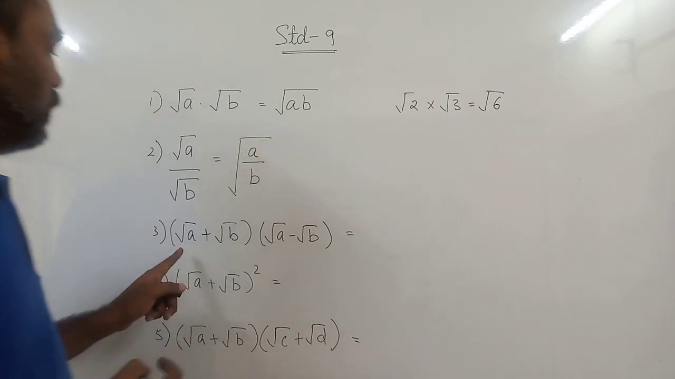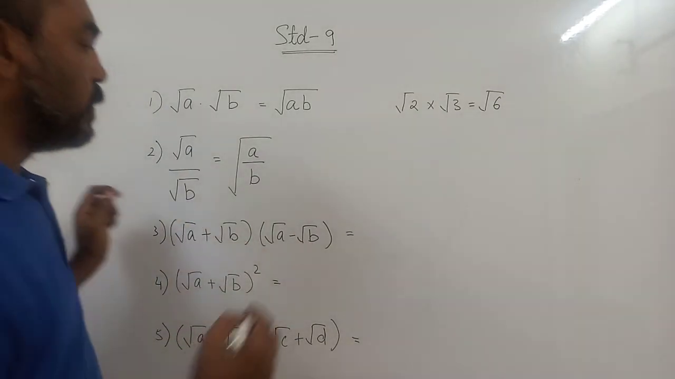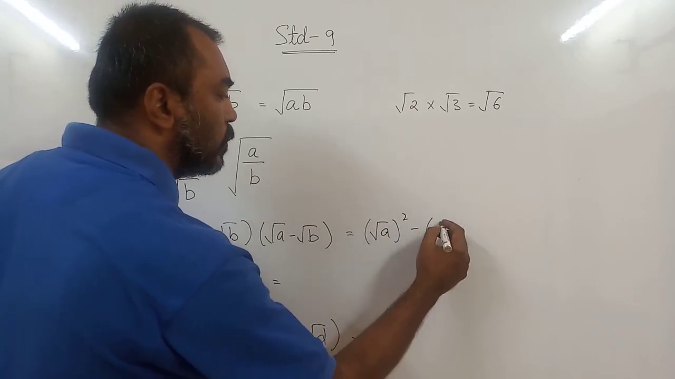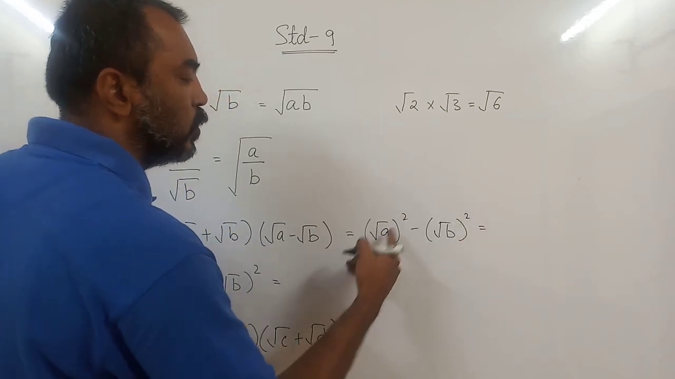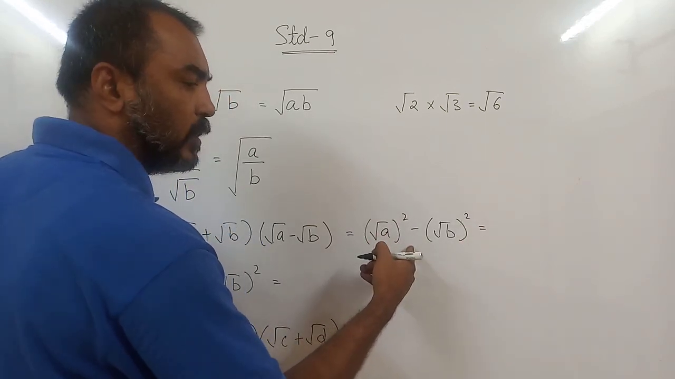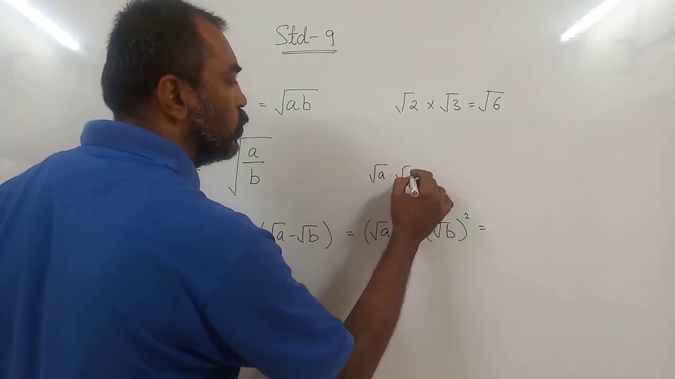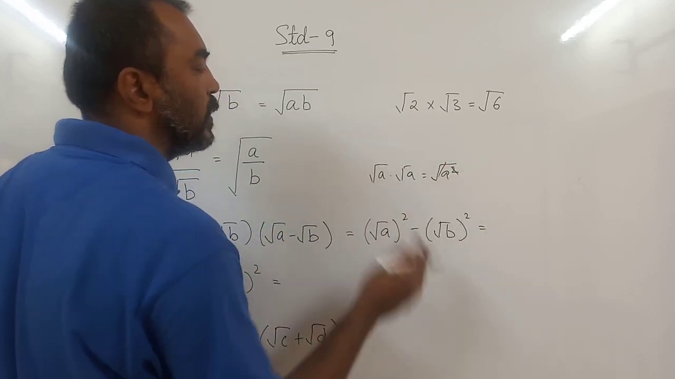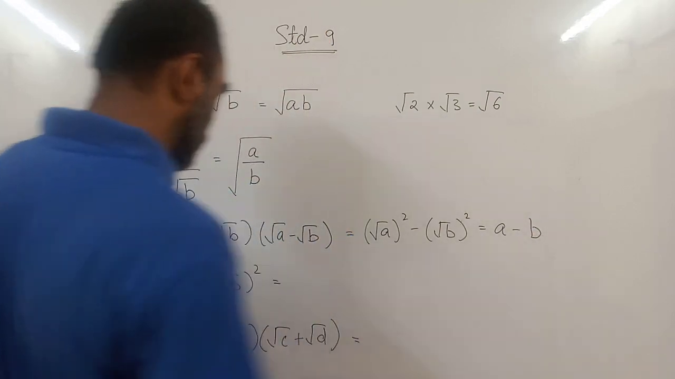I'll tell you again. A plus B into A minus B, or root A plus root B into root A minus root B, is what? Root A the whole square minus root B the whole square. So what is root A the whole square? Root A into root A, that is under root of A square. So the square root and square get cancelled. So what do we get? We get A minus B.